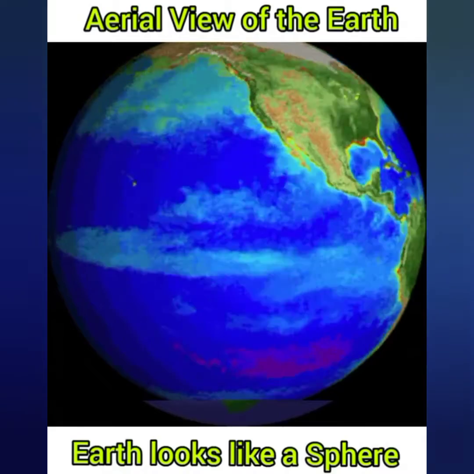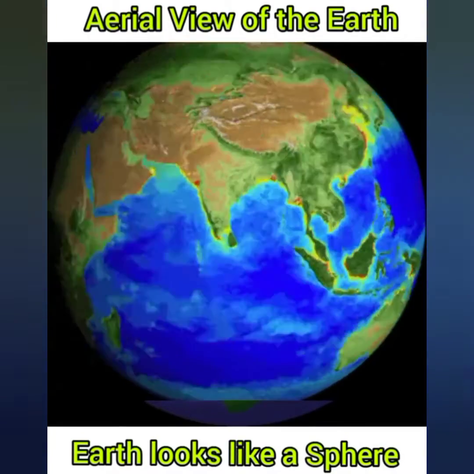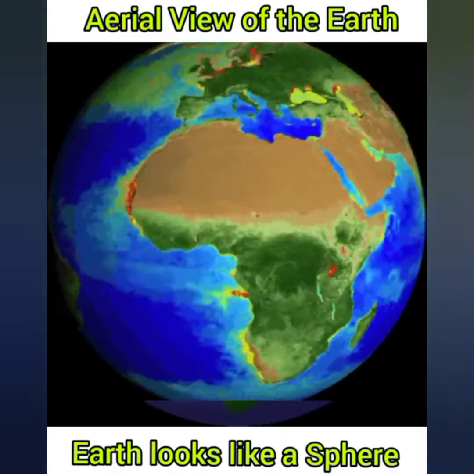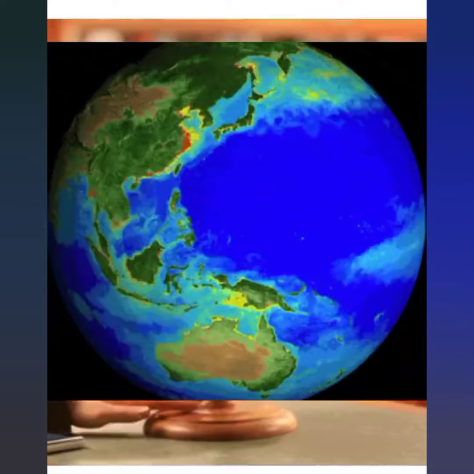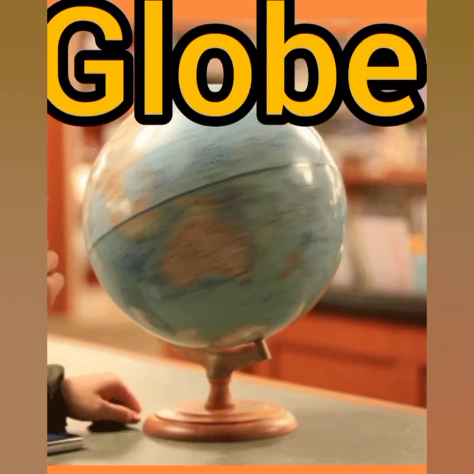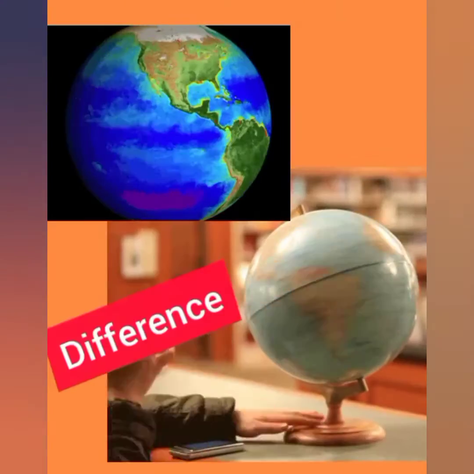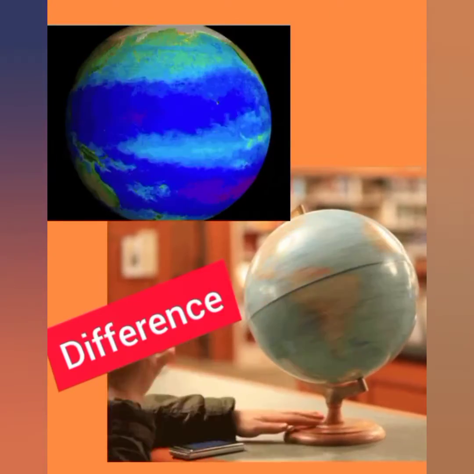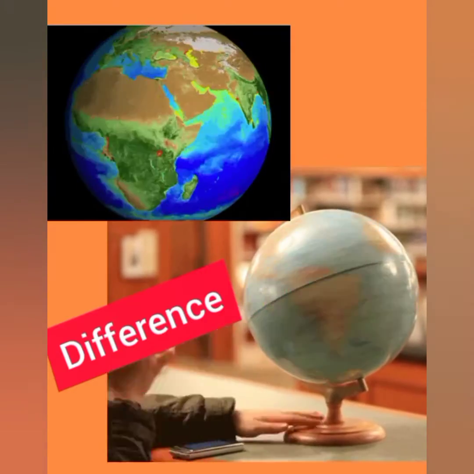In the previous video, we have seen that this is the aerial view of the surface of the Earth, and the surface of the Earth looks like a sphere, whereas this is the model of the Earth, which is known as globe. Let's understand the difference between the picture of the Earth and the picture of the globe.